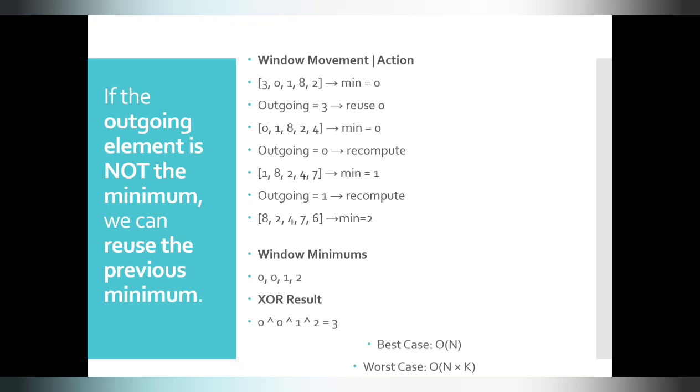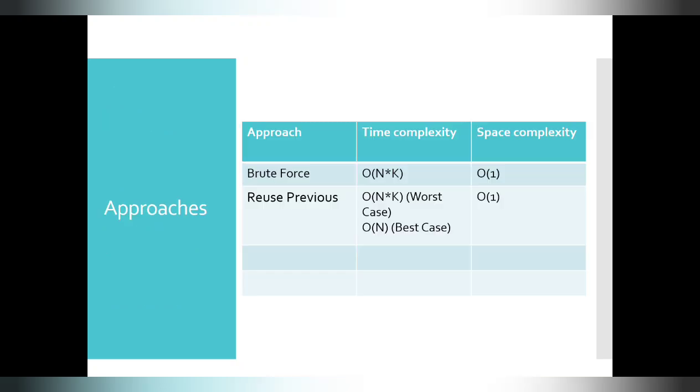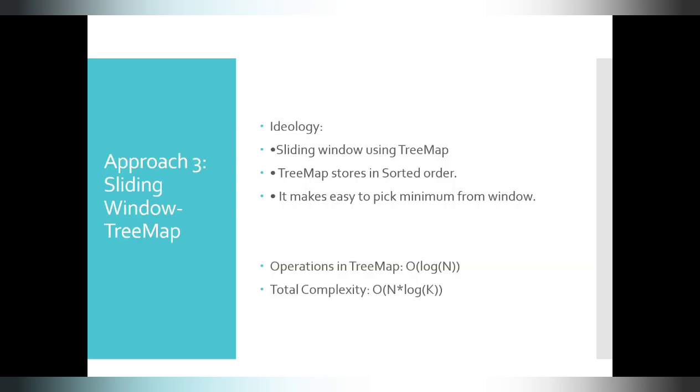In the best case, it will take a time complexity of order of n, whereas in the worst case, the time complexity will be of order of n into k. Next, we go for approach three, where our approach is to reuse the previous minimum. Then our time complexity would be using a sliding window.